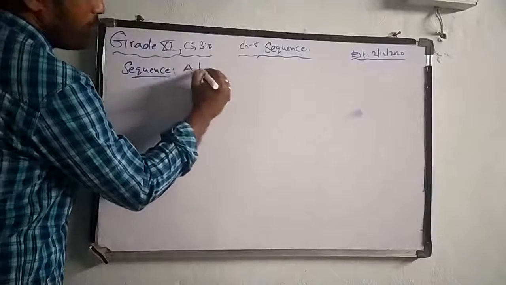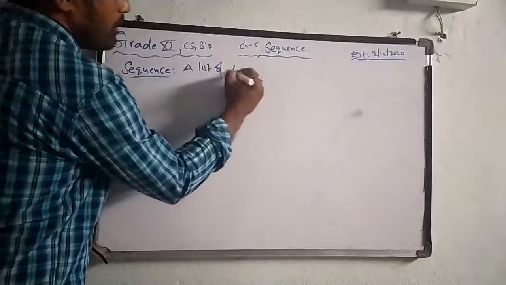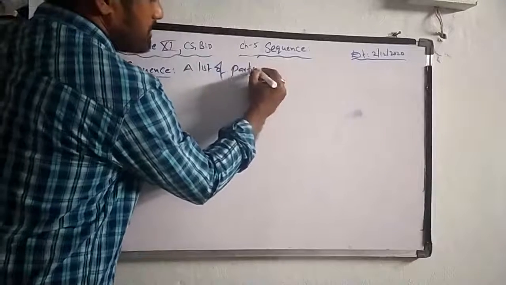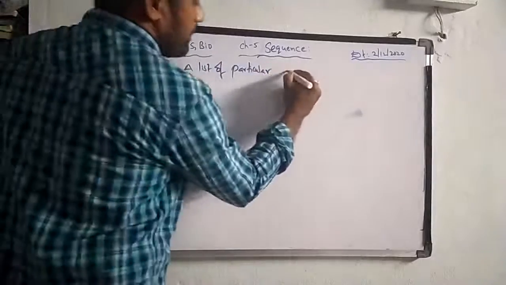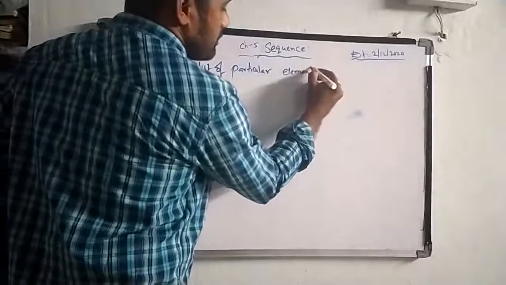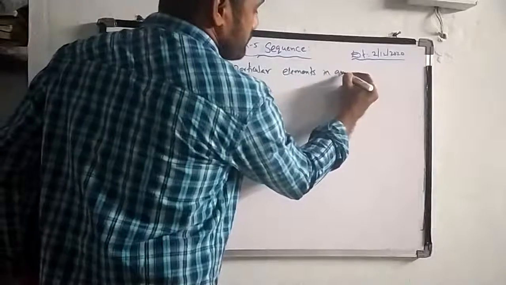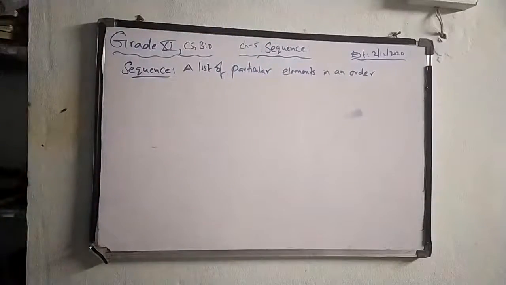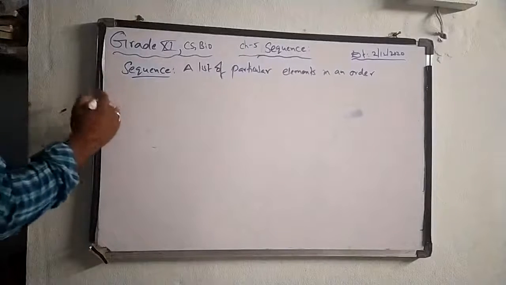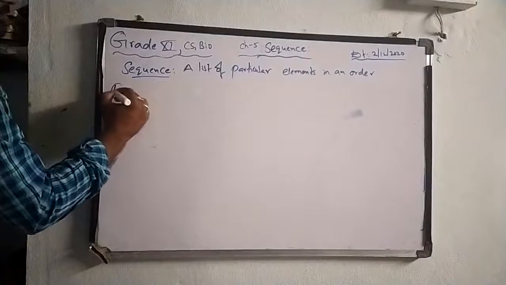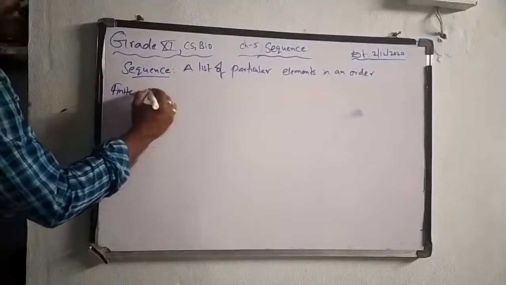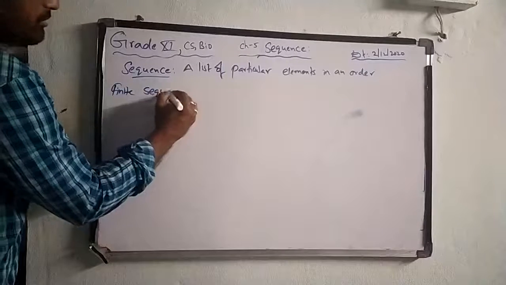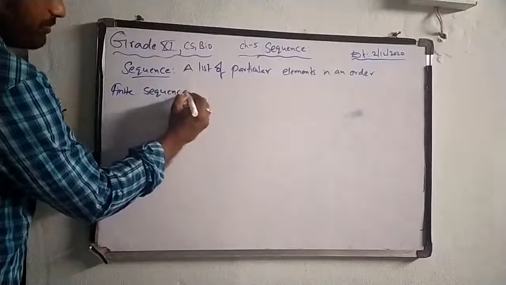A list of particular items or elements. Particular elements in an order. So if you are writing particular elements in an order, we are going to call that a sequence. We have two types of sequences, that is finite sequence and infinite sequence. So first of all, what is a finite sequence?